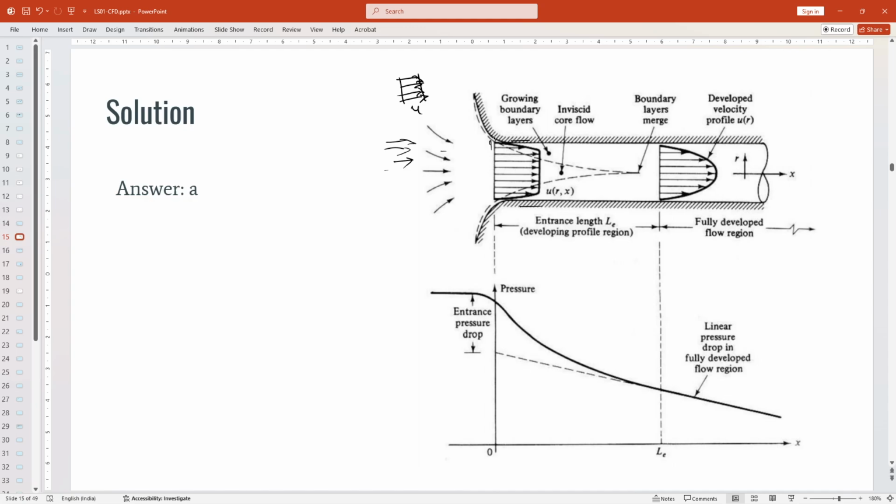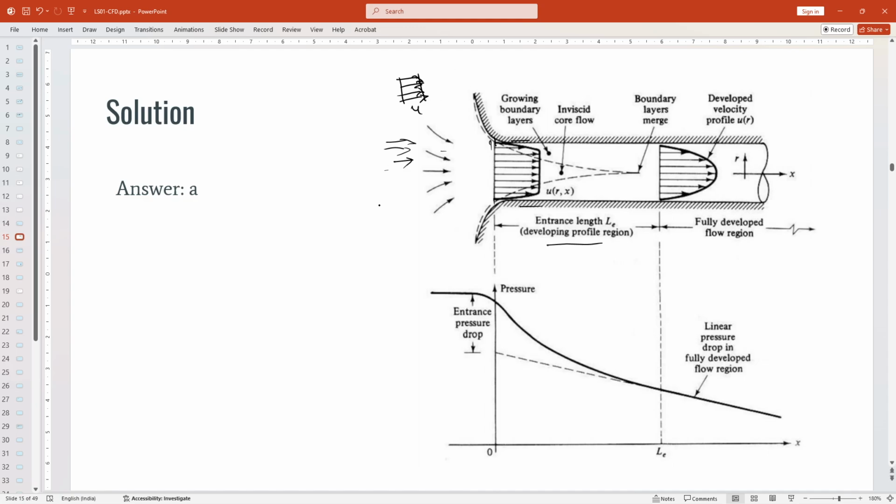But once it reaches the entrance of the tube, the boundary effects of the circular tube start to alter the flow. The effect of this circular geometry, or the boundaries, will exist for some region. That region is called the entrance length or developing region. And in that developing region, the profile of the velocity is called the developing profile.